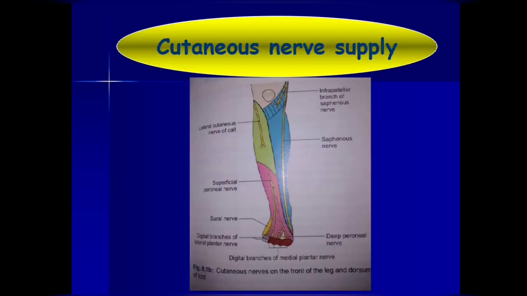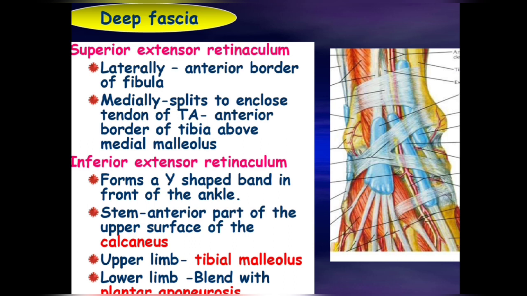Cutaneous nerve supply of front of leg. In upper part, laterally by lateral cutaneous nerve of calf, medially saphenous nerve, lower down superficial peroneal nerve and in foot lateral part by sural nerve. Deep fascia gives superior extensor retinaculum and inferior extensor retinaculum.